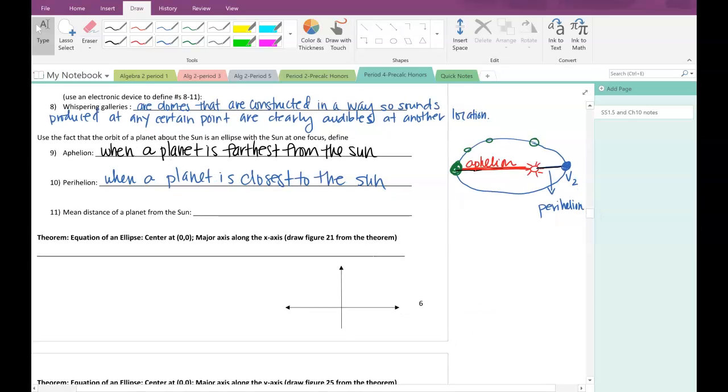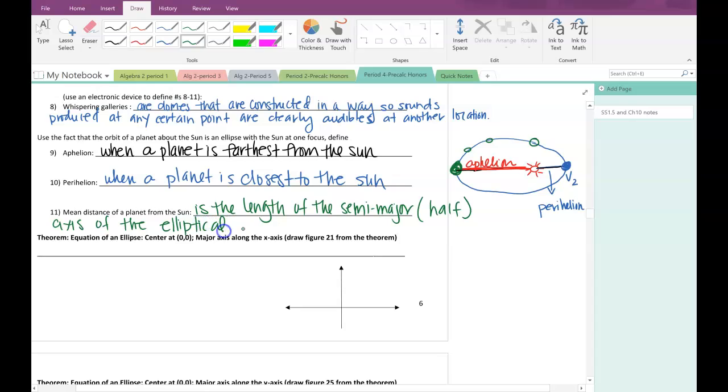All right, the mean distance of a planet from the sun. So just so you guys already know, the mean distance means the average. So the mean distance is the length of the semi-major, which is semi means half, axis of the elliptical orbit. Okay.